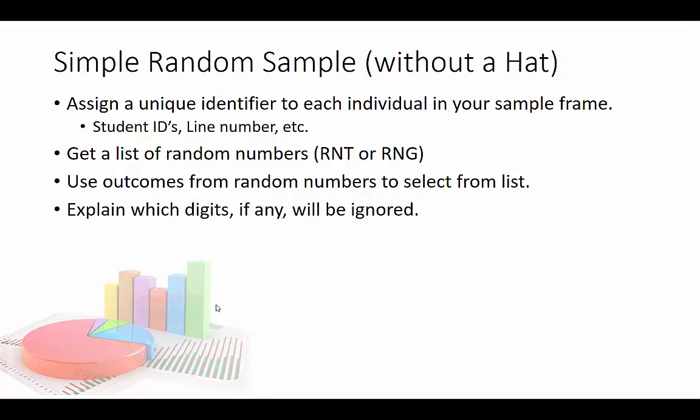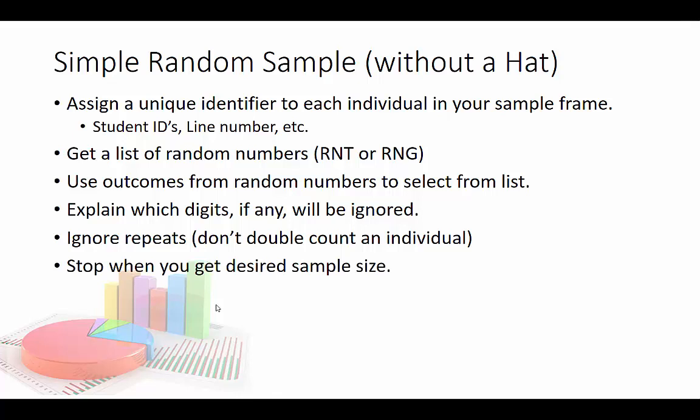Explain any digits which will be ignored. So which ones are you going to ignore? And ignore the repeats because you can't have the same person in the sample twice. They can only be once. And I should say individual because it's not always people. And you stop when you get to the desired sample size. So let's go ahead, and sometimes it sounds really easy, and there are different ways to do it.